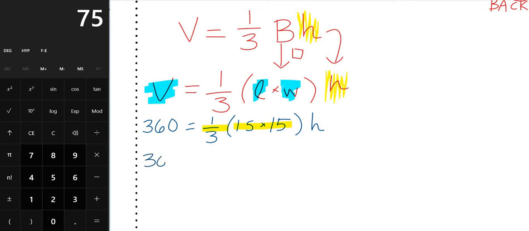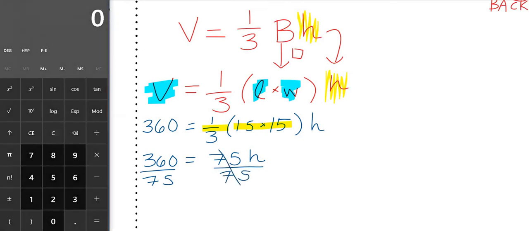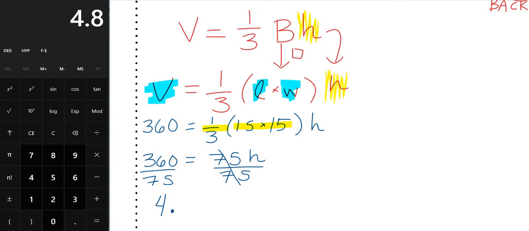360 equals 75 h. Now we're going to divide both sides by 75. This is all just algebra. And now in the calculator, 360 divided by 75 equals 4.8. That's your height. You've just worked backwards to solve for h, your variable for height.